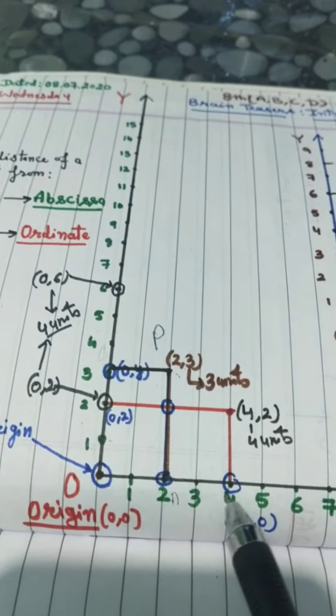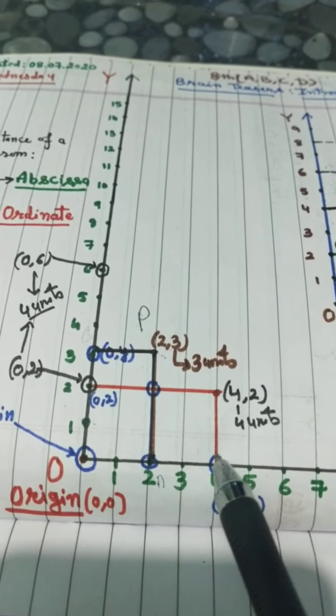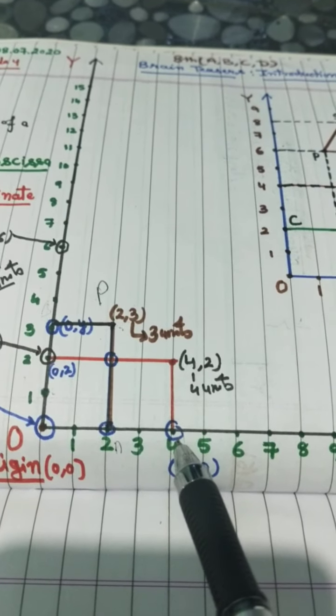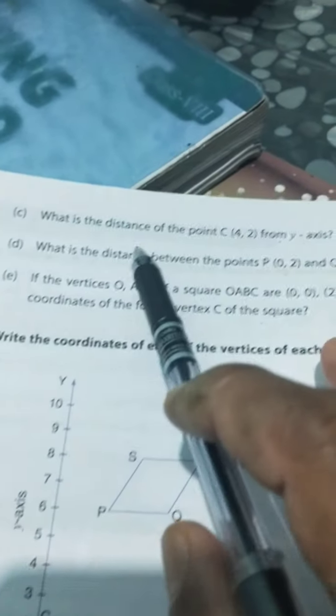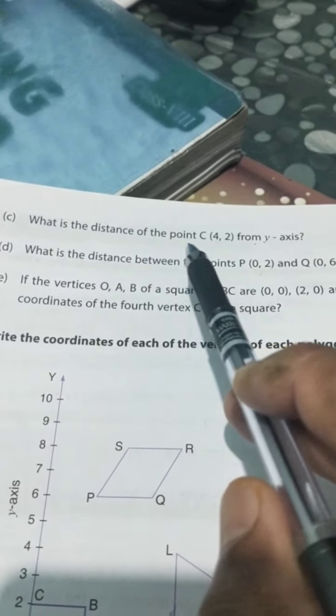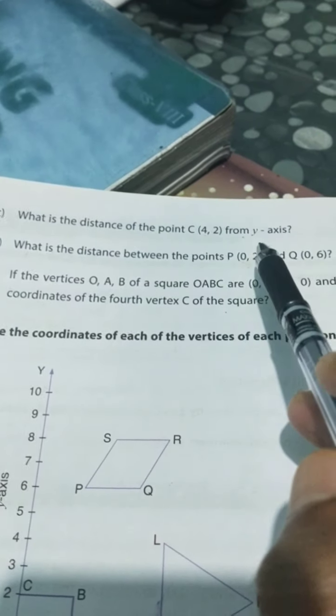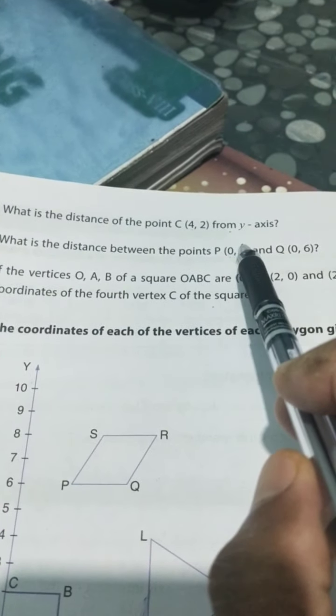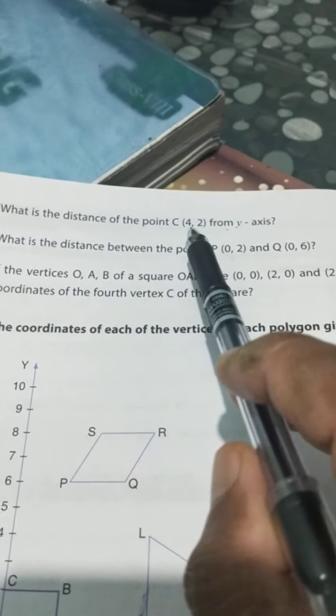Take a point (4, 0). It lies on the x-axis, so its y coordinate will be 0. Next, what is the distance of the point C (4, 2) from the y-axis? That is again 4 units.